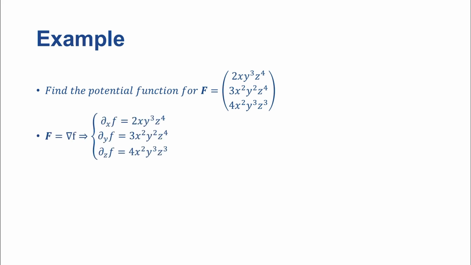So we know that because this is a gradient of the potential function, we can write all of these as partial derivatives. So the partial derivative with respect to x is 2xy cubed z to the fourth. The y derivative is 3x squared y squared z to the fourth. And the z derivative is 4x squared y cubed z cubed, right? So what we're going to do here is try to integrate each of these, and see what we get when we integrate each of these.